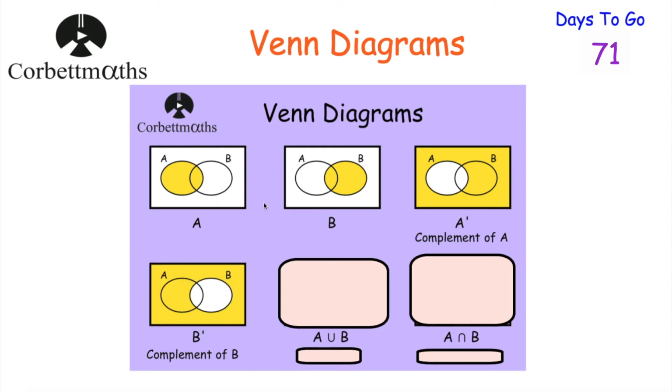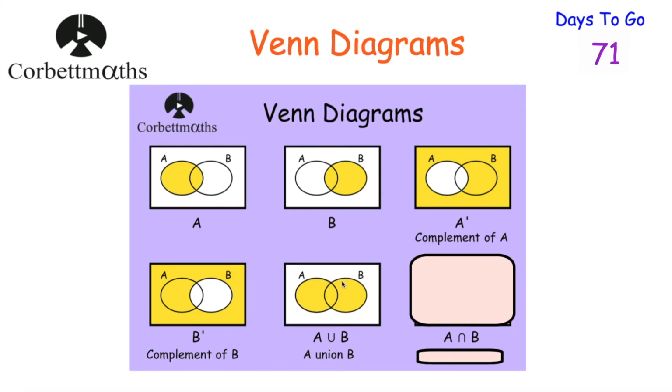Okay, so we've looked at A, we've looked at B, we've looked at A dash, which is the complement of A or not A, and B dash, which is the complement of B or not B. Next we've got the union symbol. So this is A union B. I read it as A or B, so it's anything that's in A or B, or both. As you can see, it's that region there in yellow.